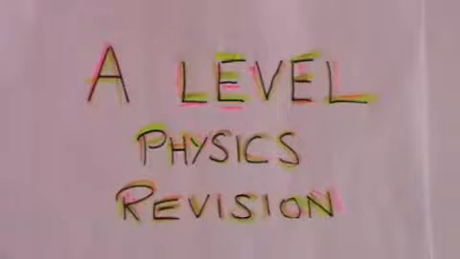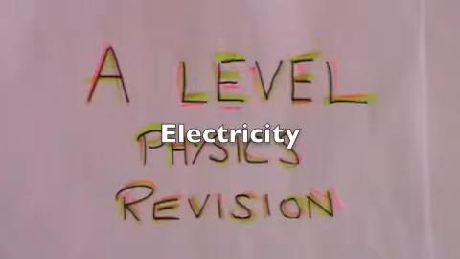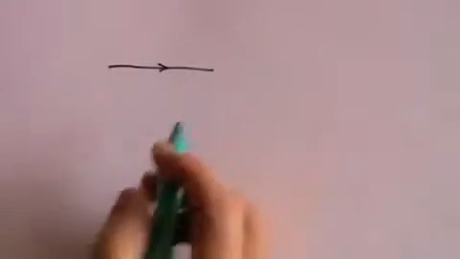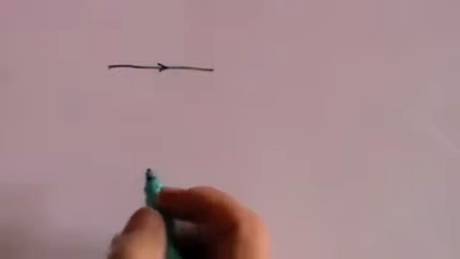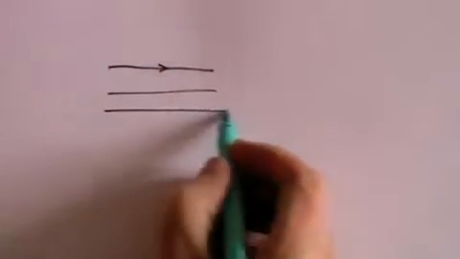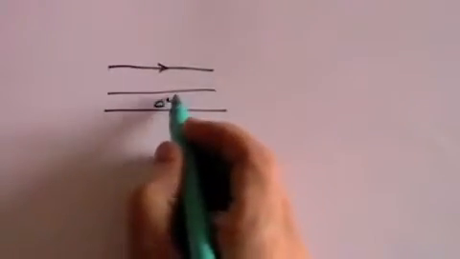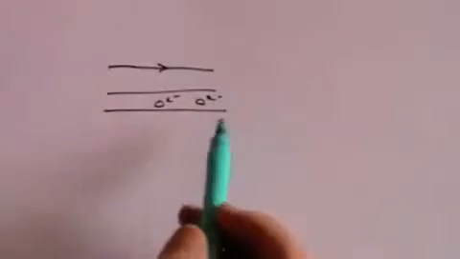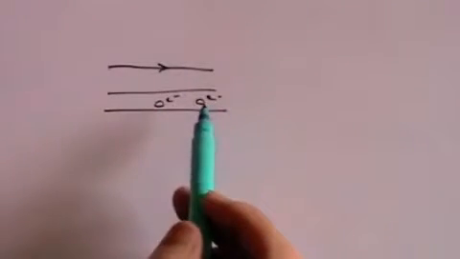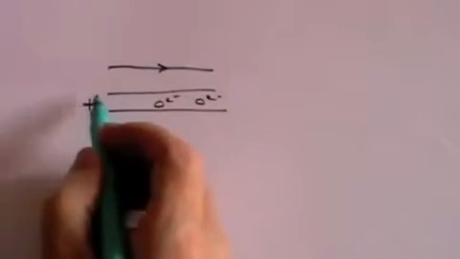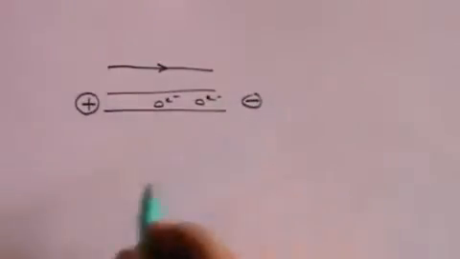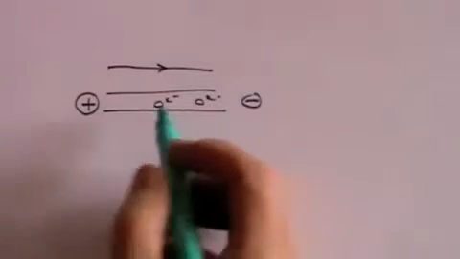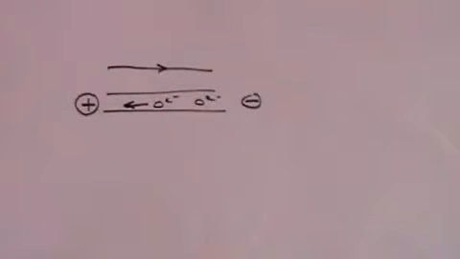Hello, today we continue with our A-Level Physics Revision series looking at the subject of electricity. And what is electricity? Well, it's a current flowing in a wire. But what actually does flow in a wire? If this is the wire, we actually have a flow of electrons. It's the electrons in the wire that constitute the current. And they will be attracted to the positive terminal, flowing away from the negative terminal.